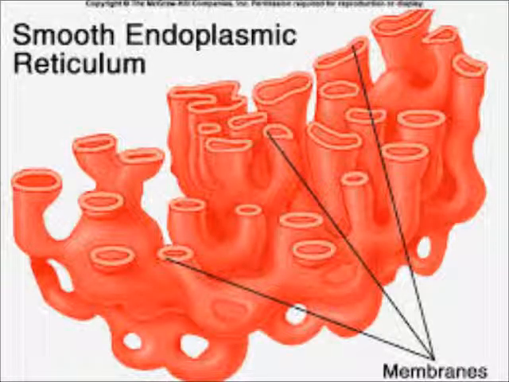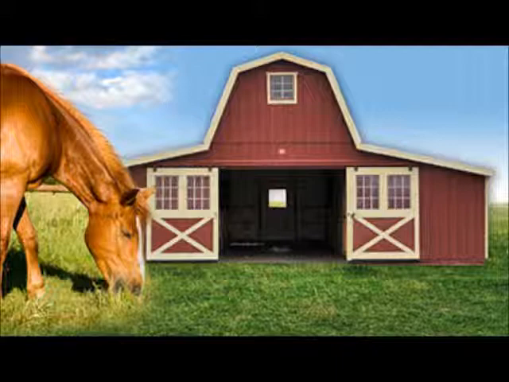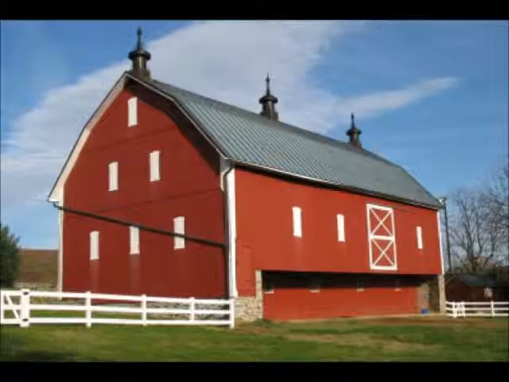The purpose of the smooth endoplasmic reticulum is to help store lipids and proteins in the cell. That way they don't have to look for them when they need them. A barn is like the smooth ER because it helps store important things for the cell. These are unlike the vacuole because the smooth ER does not store water and waste.